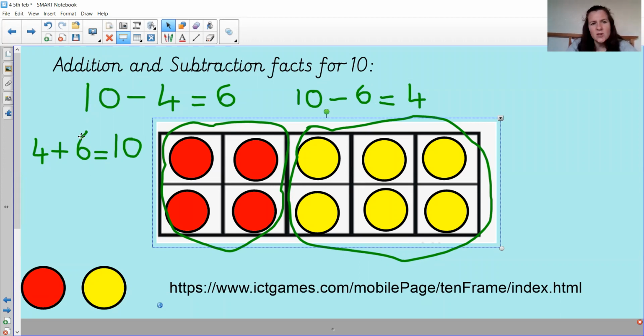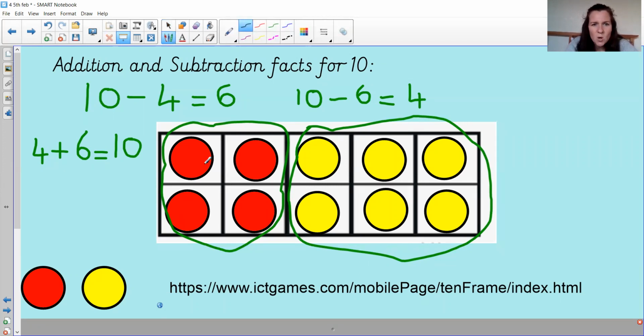Talk to the person next to you. Could I swap 4 and 6 around? Would it still make sense? Have a chat, or maybe write it down if you want to check if it makes sense. I hope you agree with me. I think we could swap these parts around and we'd still end up with 10, but let's write it down to make sure. So up here I've got 4 add 6 equals 10.